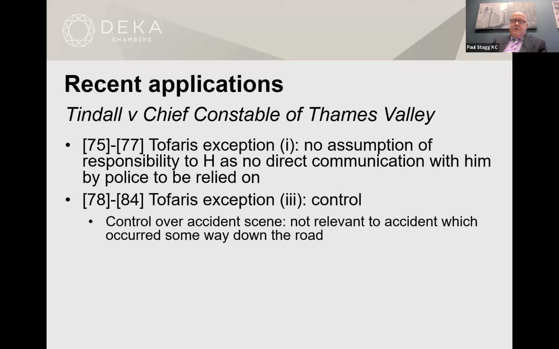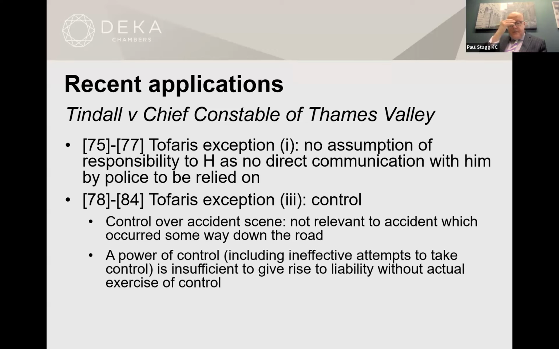On the facts that failed, the police didn't have control over the accident scene because the accident in which the deceased had died had occurred, in fact, some way down the road. There was a large extent of black ice that ran all the way down the road. And the fact that someone has a power of control, including making ineffective attempts to take control, is insufficient to give rise to liability without an actual exercise of control.